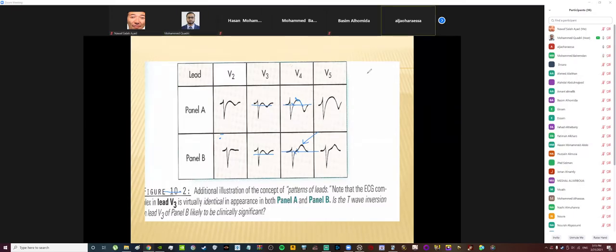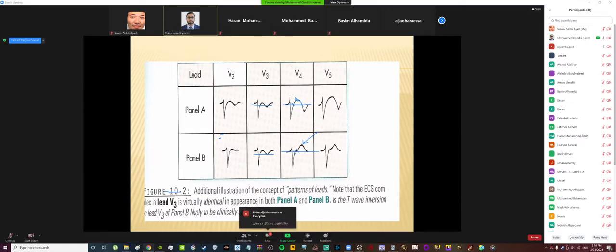Doctor, if it was V1 and V6, it's not myocardial infarction, right? No, these are not consecutive leads. It should be in more than one consecutive lead. If you are saying anterior lateral, then it should be in V1 and V2, and in the lateral leads it should be V5, V6, or more. One of V5 or V6 should be involved, more than one.